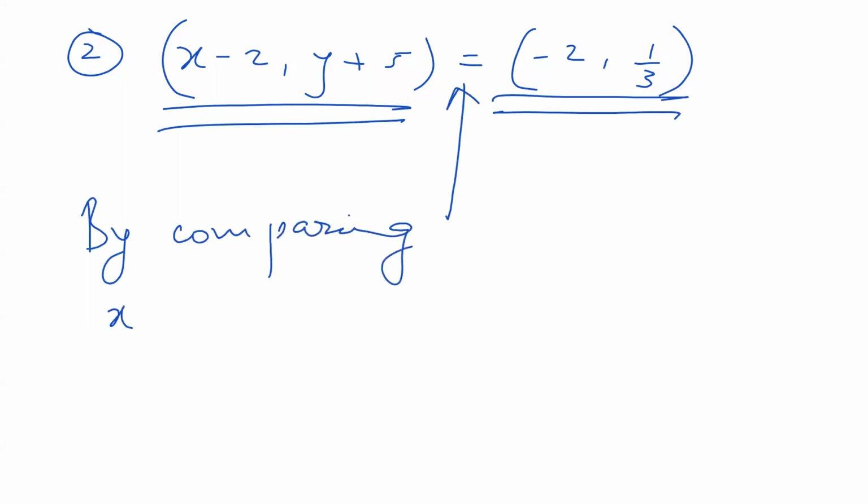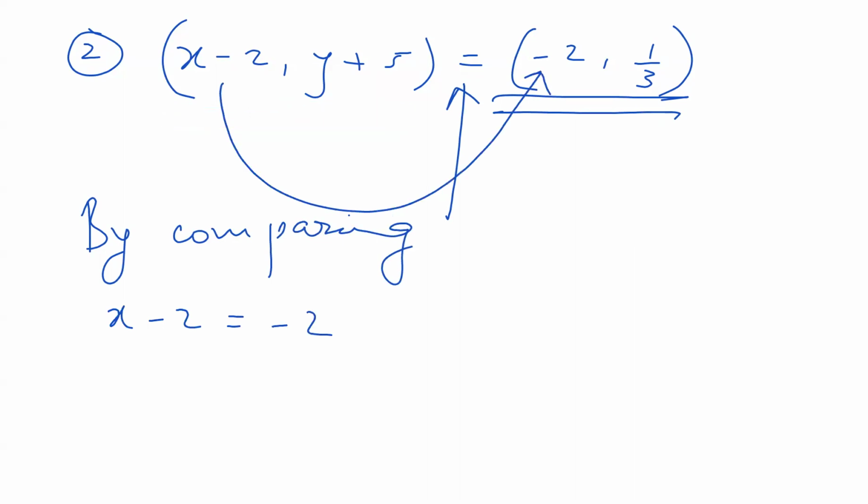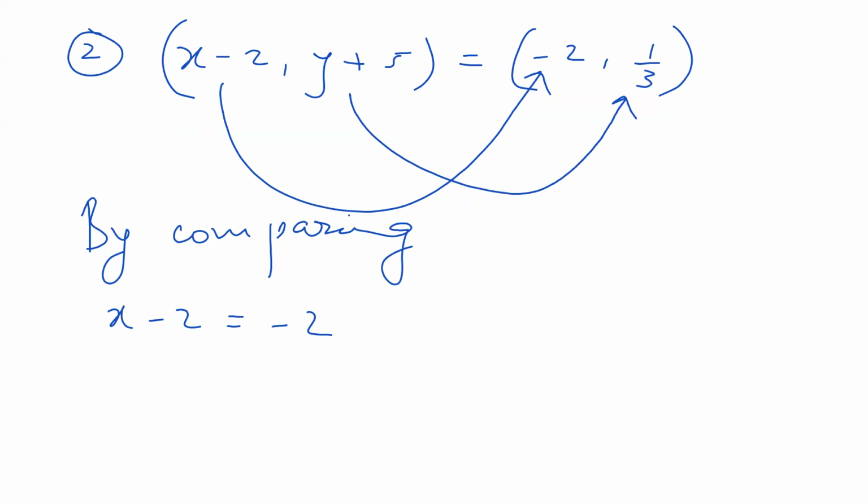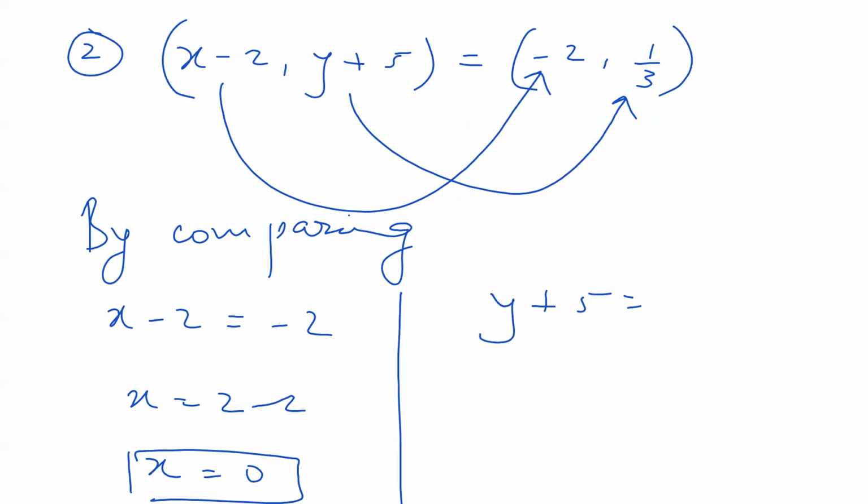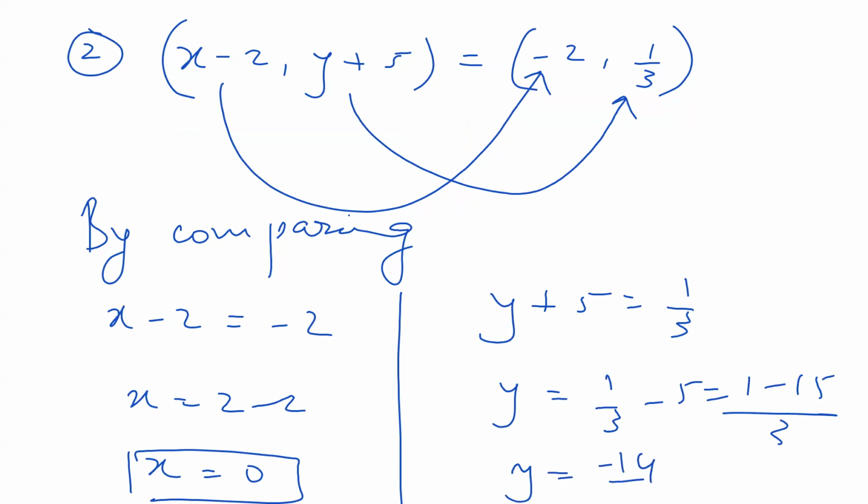Okay, x minus 2 is equal to minus 2. So first component will be compared with the first component, and it will be equated because of the equal to sign, and the second component will be equated to the second component. So this will give you, adding 2, x is equal to 0. Okay, and y plus 5 is equal to 1 by 3. Y is equal to 1 by 3 minus 5. So 1 minus 15 by 3. Y is equal to minus 14 by 3. Okay, so that is what the value of y is, right? I hope the basic calculations you know.